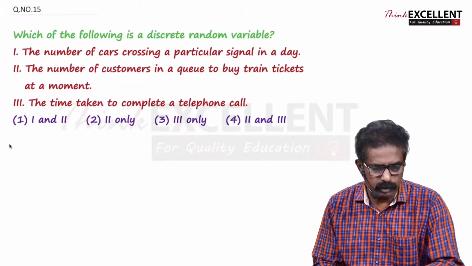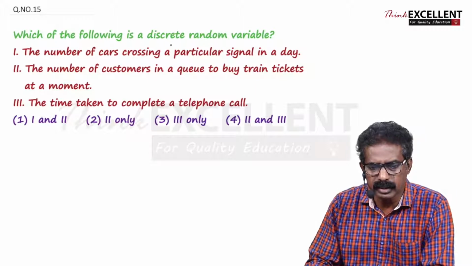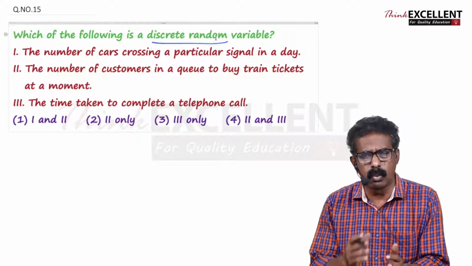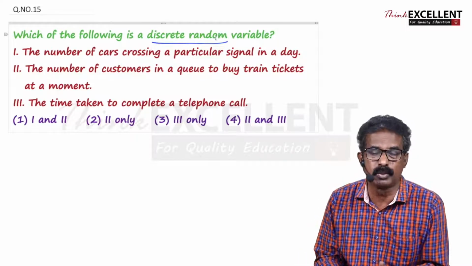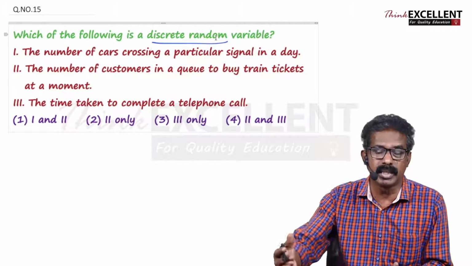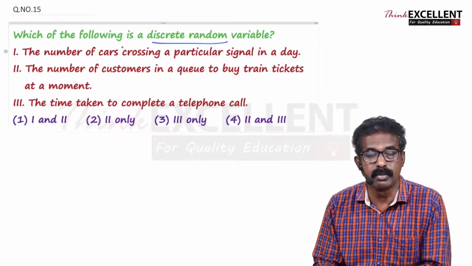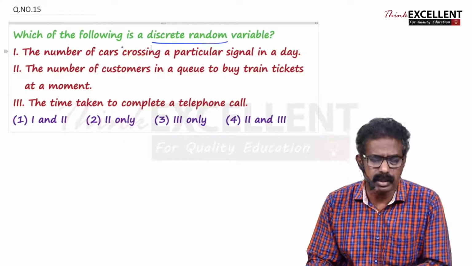Now let's move on to question number 15. Which of the following is a discrete random variable? Discrete means x takes the values 0, 1, 2. After 1 it takes 2 only. It won't take 1.1, 1.2 and all, right? 1, 2, 3, then we say it is discrete. If you take all the values in between, 0.1, 0.01, anything, then you say it is continuous.